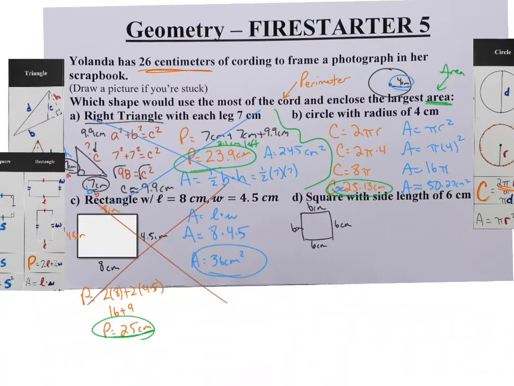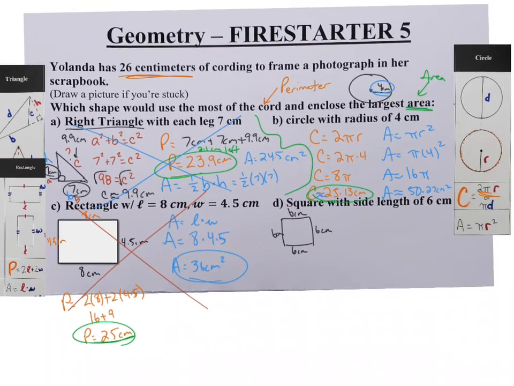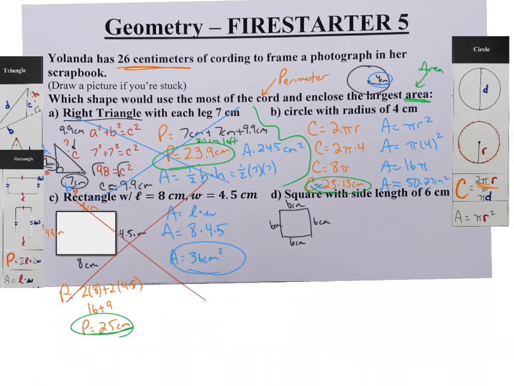Now, really, a square is just a fancy rectangle. So you could just do your perimeter as add them all up, or you could do 4 times 6. It doesn't matter. So I'm going to do 4 times 6. So my perimeter is equal to 24 centimeters.